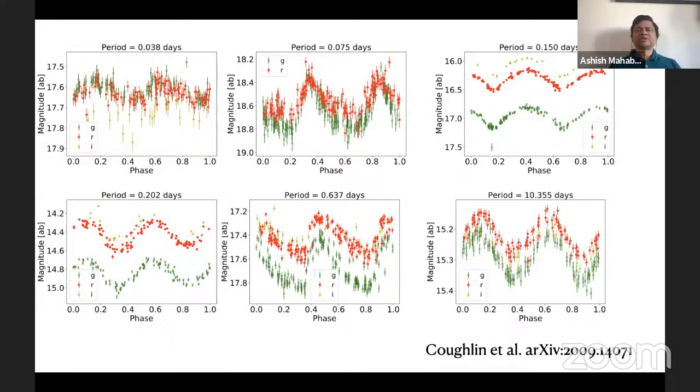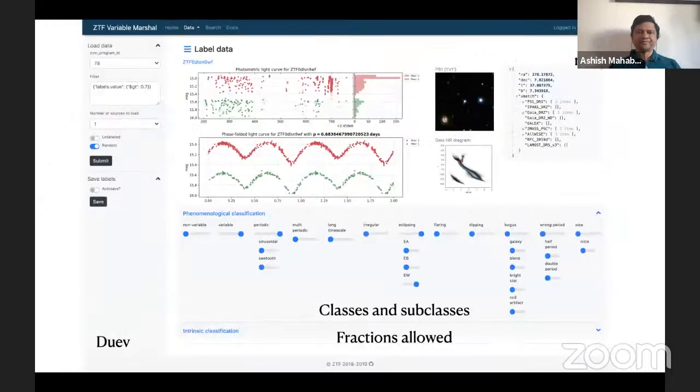Here are a few examples of different periodic variables at different periods. You see that they go from short period ones to long period ones towards the end. And each of them has many, many categories. And then we show all 3 filters in these diagrams. And that's the other thing that you will notice, that many of them will have very few I-band points. And even G and R, there'll be different number of points that you will see in them.